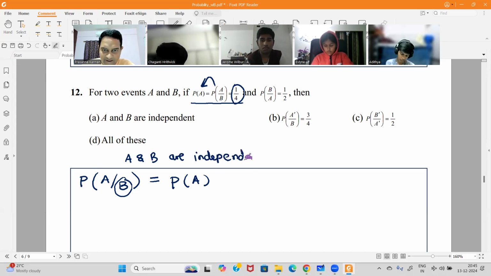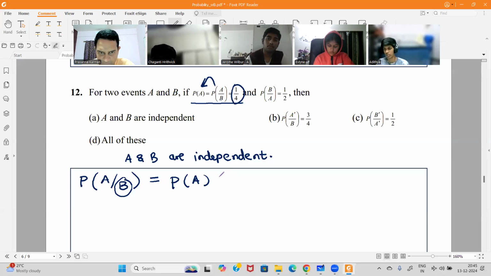Because P of A given that B has happened, it doesn't matter at all. It's simply equal to P of A. Did you get that, Evelyn? Yes, sir. Ritvik? Yes, sir. Aditya? Okay. So that value is equal to 1 by 4.